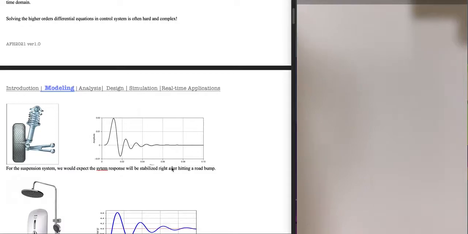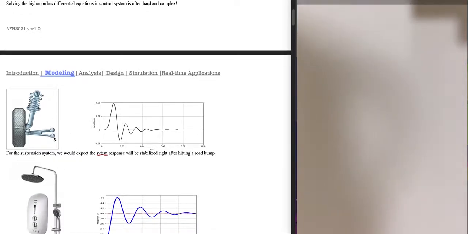Okay, just a quick example here. If we have a transmission system, suspension systems, we will expect the system's response to be stabilized after hitting a bumper, for example. So this is at equilibrium position, and then when it hits bumpers, it will provide some transient response, and then after some time it will come back to normal, right?